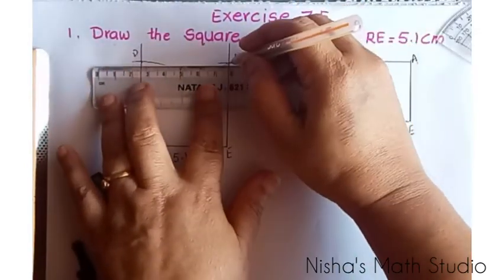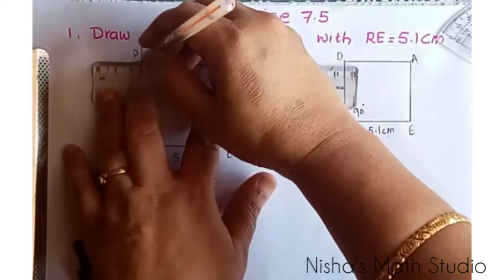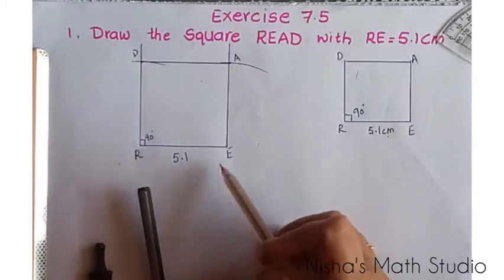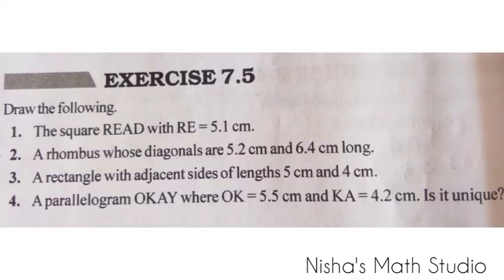Connect these 2 points so as to get our square READ. Question number 2 and 3 you can try by yourself.